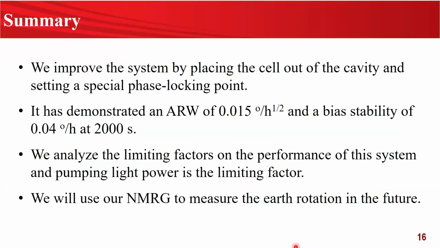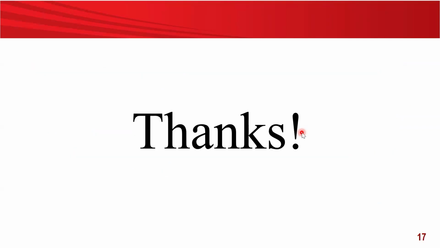So overall, we have improved the nuclear magnetic resonance gyroscope by separating the cell and Herriott cavity, and by operating the closed loop system at a special phase locking point. And we also analyzed the limiting factors on the performance of this system and found the pump light power is the limiting factor. And in the future, we will use the Earth rotation to calibrate our nuclear magnetic resonance gyroscope. And that's all. Thank you.